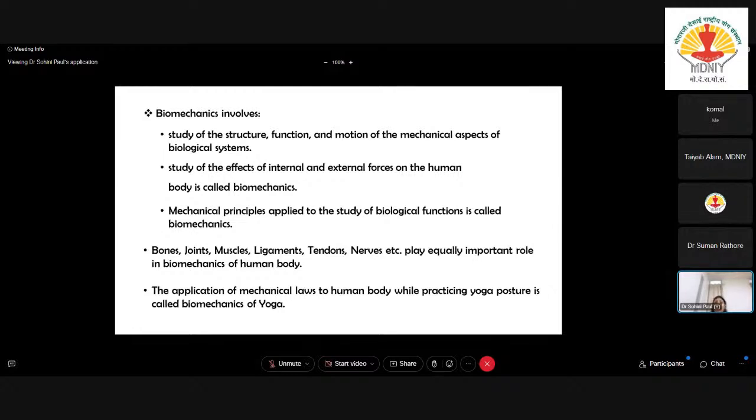And anatomy, we have knowledge about bones, about joints, from the muscular aspect, from ligaments, tendons, nerves. They all play an important role in the biomechanics of our body. So that is very important. And obviously, the application of mechanical laws to the human body while practicing yoga postures, that is what we call the biomechanics of yoga.